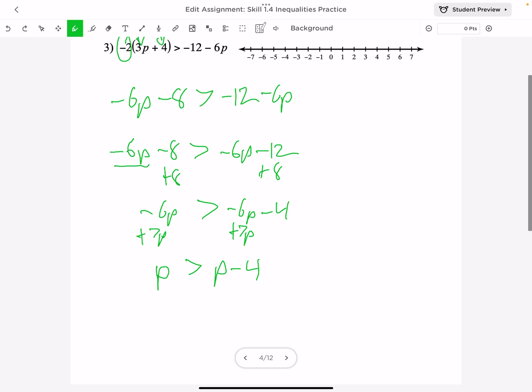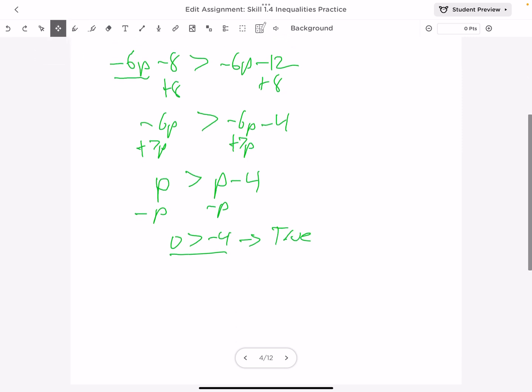You could also take it to no p. You could cancel out all the p's. So I could do minus p, and I get 0 is greater than minus 4. And see how this is a true statement? This is a true statement. Therefore, it's going to be all real numbers.